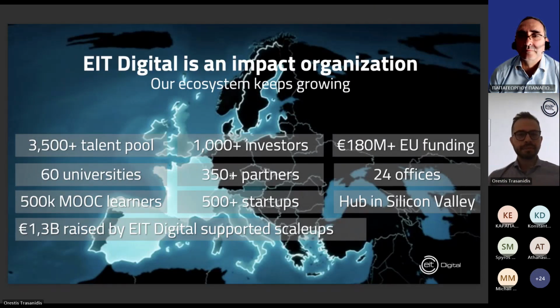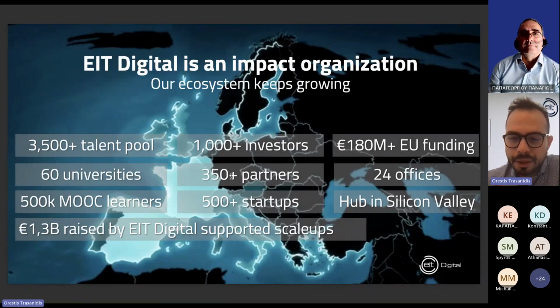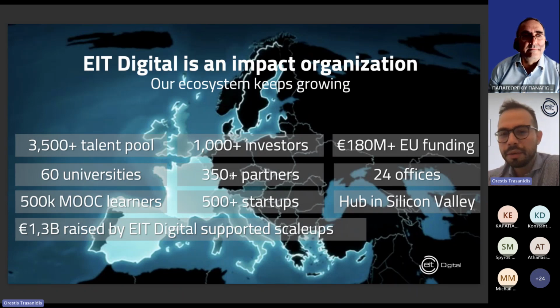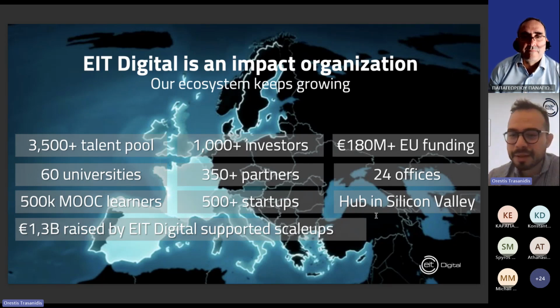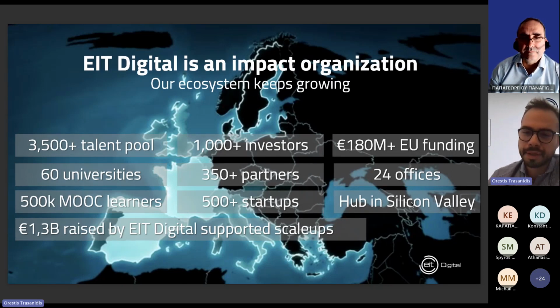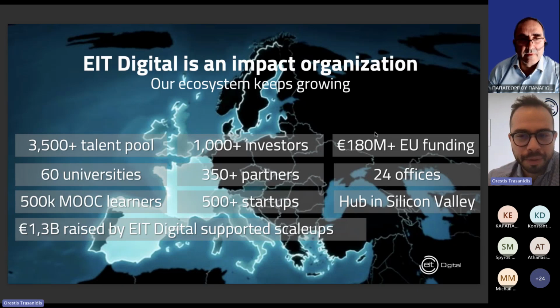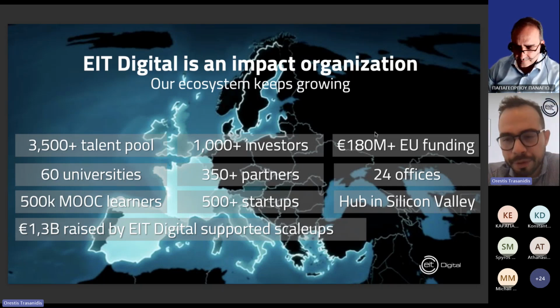Some numbers usually are helpful to understand the identity of an organization, and as you can see, ours is pretty broad, from 3,500 graduates, this is the talent pool, to 1,000 engaged investors, the 350 partners that I mentioned, and we have raised 1.3 billion for our startups and scale-ups in the last 10 years. And I'm happy that my colleagues in EIT also put the hub as one important activity of my organization. What is super important for you to understand is that we have 24 offices. Two of them are in Greece, one in Thessaloniki and one in Athens. We just recently officially opened the office in Athens.